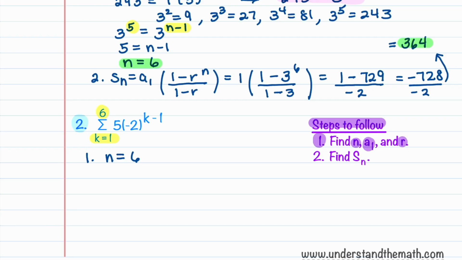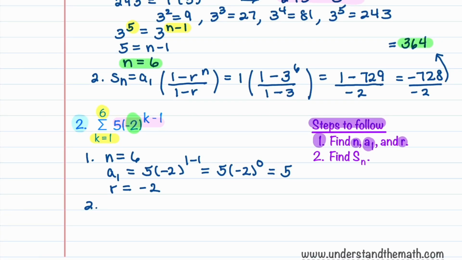Now we need to find A1. To find A1, we are going to substitute 1 into this formula for K. So this is 5 times minus 2 to the 1 minus 1. So this is 5 times minus 2 to the 0. Any number to the 0 is just 1. So A1 is equal to 5. And then let's see, what else do we need? We need R. R is our common ratio, and that's just equal to negative 2. So let's write down R is minus 2.